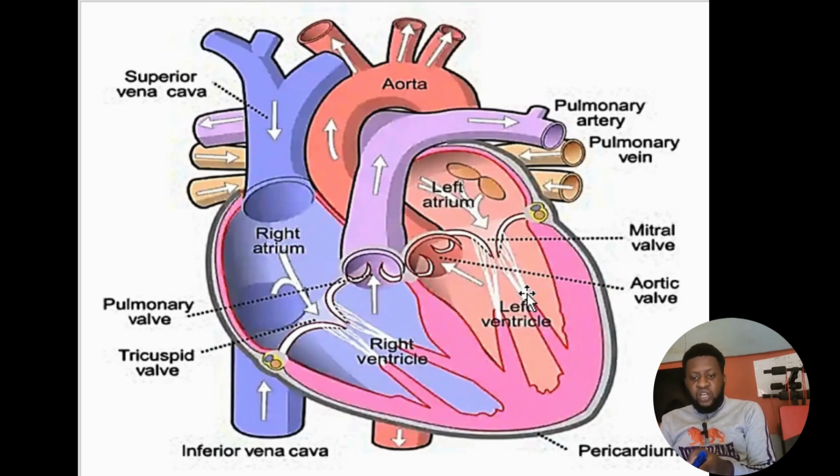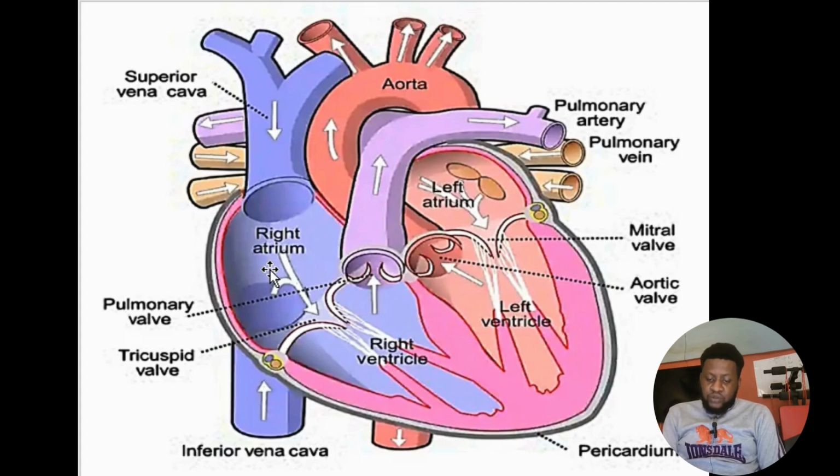Now when the left ventricle is full, the left ventricle will contract as well and then push the blood into the aorta through the aortic valve. From the aorta, it goes into the body. When it's done with the body function, it comes back again through the vena cava, through the inferior and superior vena cava. The right atrium and right ventricle work the same way.